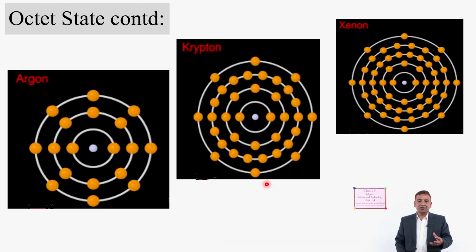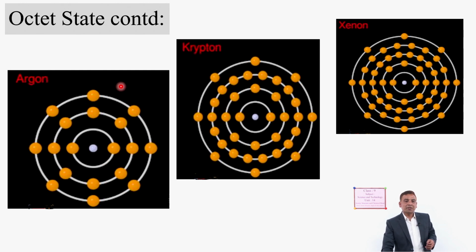You can just see other examples also. If you count the total number of electrons, like 1, 2, 3, 4, 5, 6, 7, 8, it is also in octet state. In this atom also you are looking at 8 electrons at the valence shell. So it is also in the octet state.